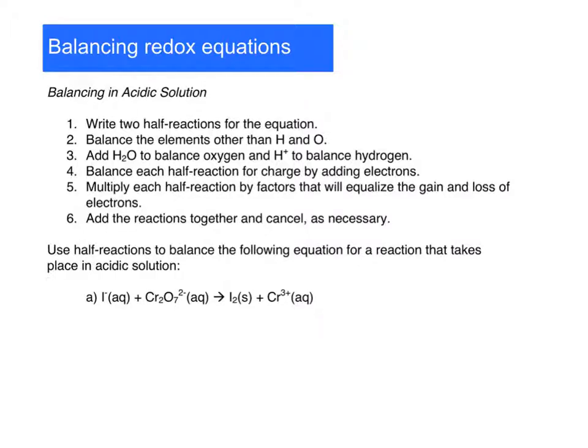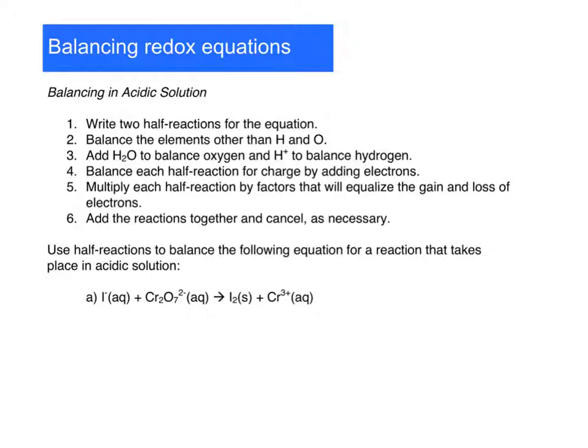Now this method works great if all you have are the two elements that are there, but in a lot of redox reactions, you have oxygen and hydrogen present that don't appear on both sides of the equation. So we have these steps for balancing redox reactions in acidic solution, and I'm going to go through the steps one by one for this particular problem here, and then we'll do it again for part B. The first step is to write the two half reactions for the equation.